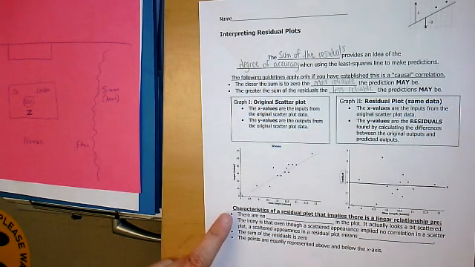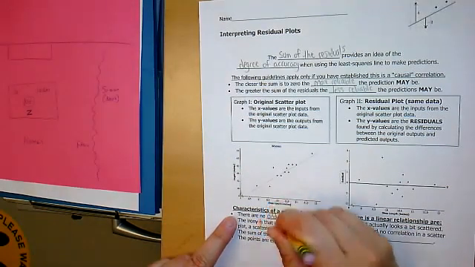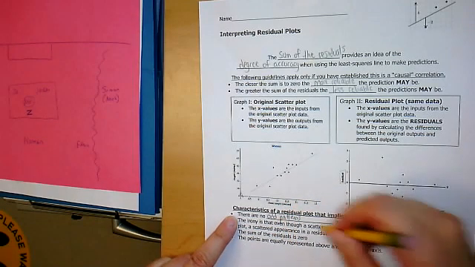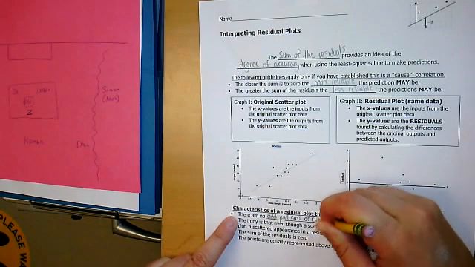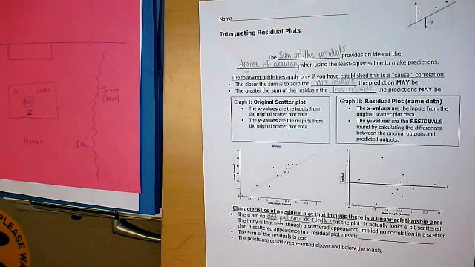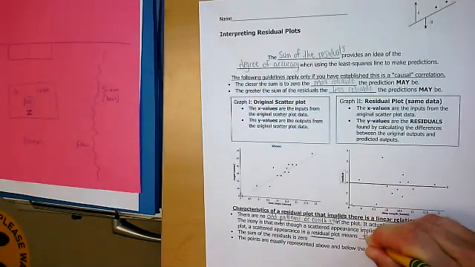So the characteristics of a residual plot that implies there is a linear relationship are, okay, that there are no odd patterns or curved trends in the plot. It actually looks a bit scattered. The irony is that even though a scattered appearance implied no correlation in a scatter plot, a scattered appearance in a residual plot means that there is a linear relationship.